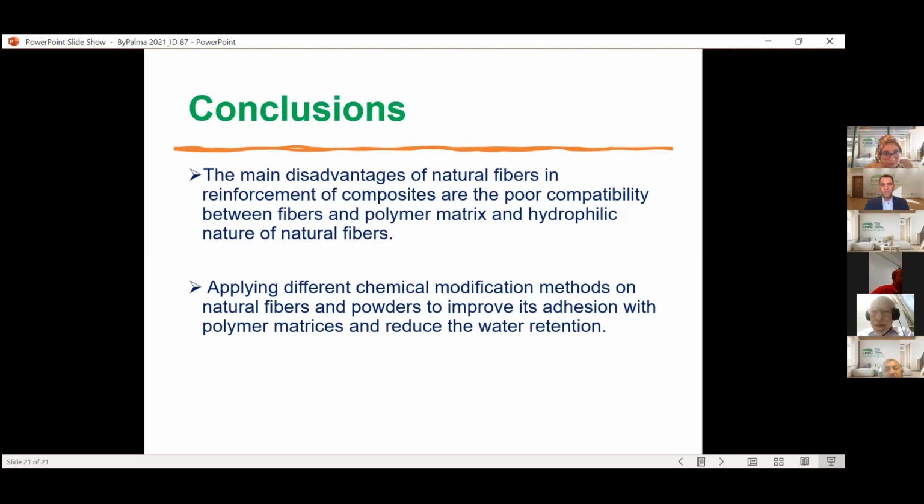Therefore, the application of different chemical modification or surface modification methods on these natural fibers will surely improve their properties, and their application in different aspects.